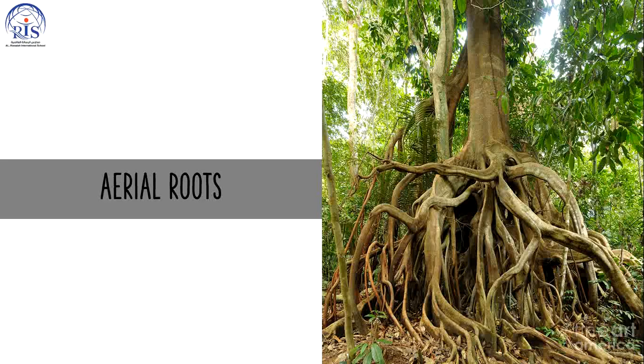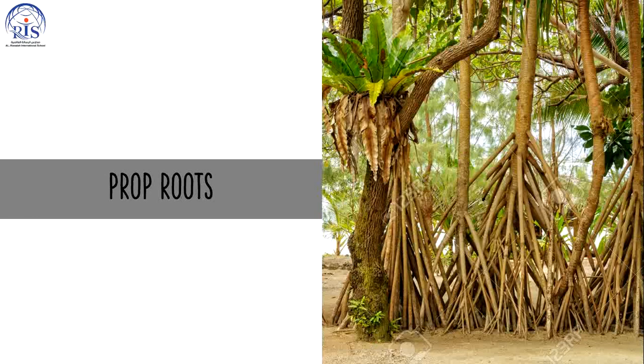Aerial roots are roots that never touch the ground. They anchor the plant to trees, rocks, or other surfaces. And since they do not touch the ground, they absorb water from rain and the air rather than the soil. Prop roots usually grow at the bottom of a plant stem. They prop up and support the plant so it cannot be knocked over.